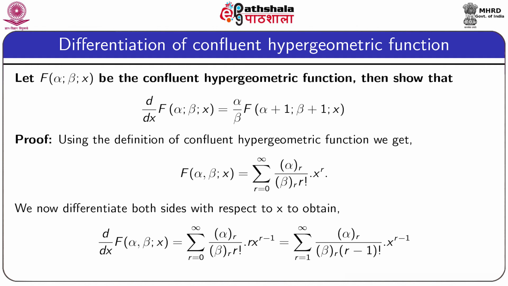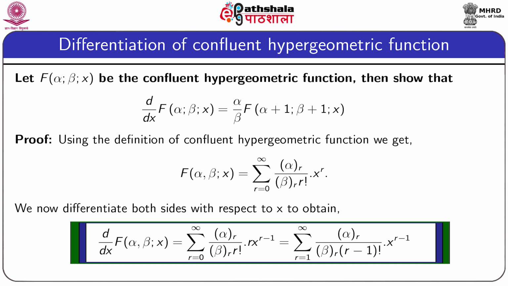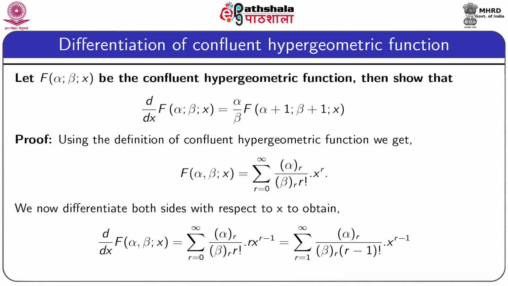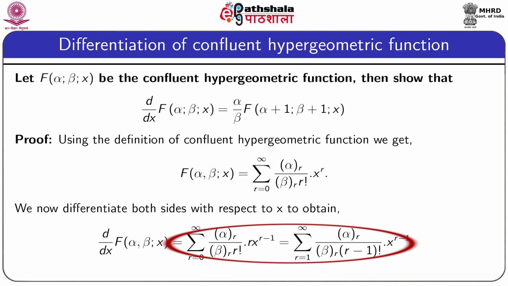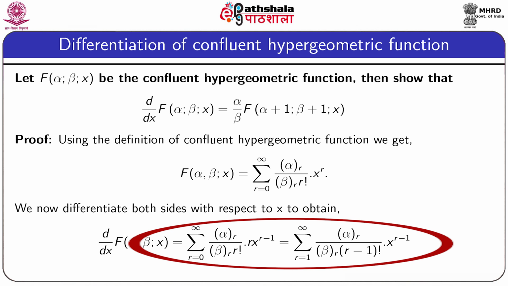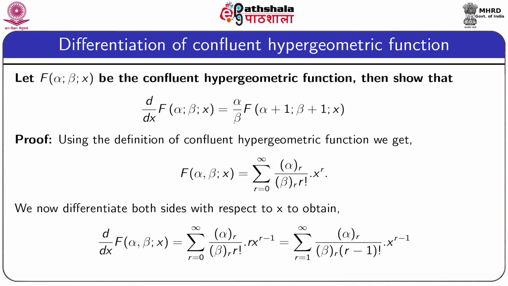We next differentiate both sides of the above expression with respect to x, and we get d/dx of F of alpha, beta, x is equal to summation r equal to 0 to infinity, (alpha)_r divided by (beta)_r into r factorial into r into x to the power r minus 1, which is equal to summation r equal to 1 to infinity, (alpha)_r divided by (beta)_r into (r minus 1) factorial, x to the power r minus 1.